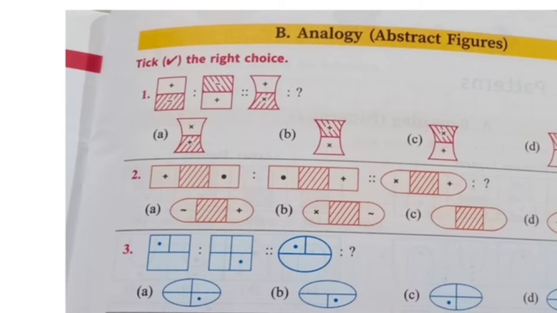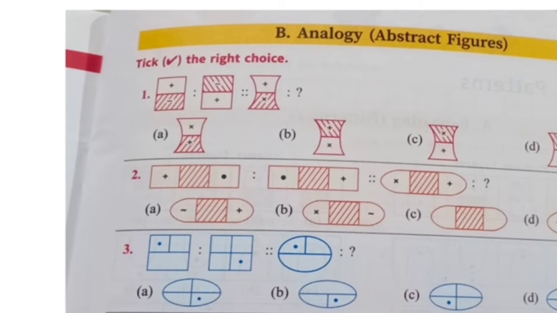Similarly, we have the second picture, two squares. The first square has cross lines and a minus sign, and in the lower square we can see a plus sign and a blank square. So these are the similarities between the first and second abstract. We have to find out the fourth one, the correct answer.